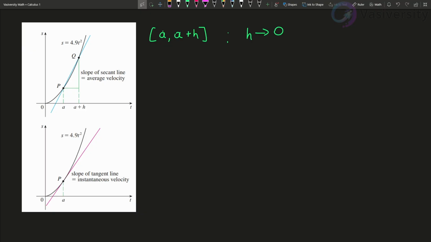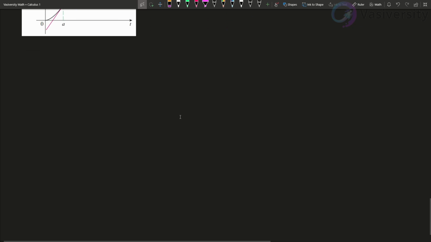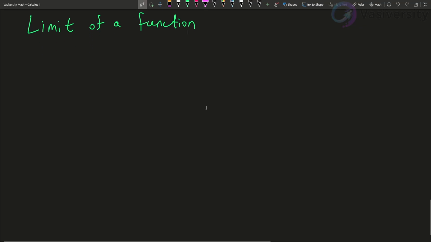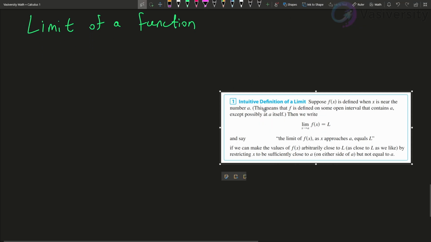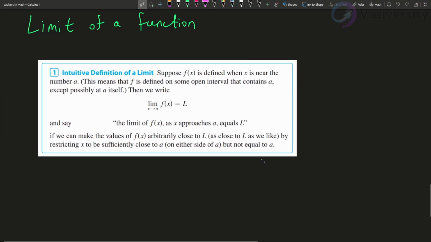Now let's talk about limits. We haven't yet discussed it, but let's move on to officially defining a limit. A limit of a function. We're doing essentially only one-variable functions here. The limit of a function is defined as the following, so let's talk about the intuitive definition of it.